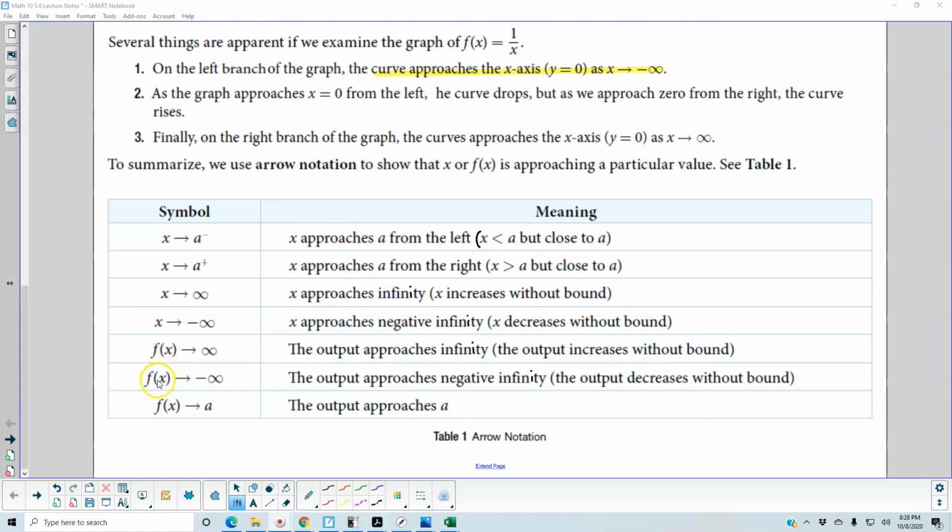Over here again, f(x) or y, the output, is approaching negative infinity. So the output decreases without bound. The last one, the function f(x) or y, the output, is approaching a value of a. So the output approaches a.